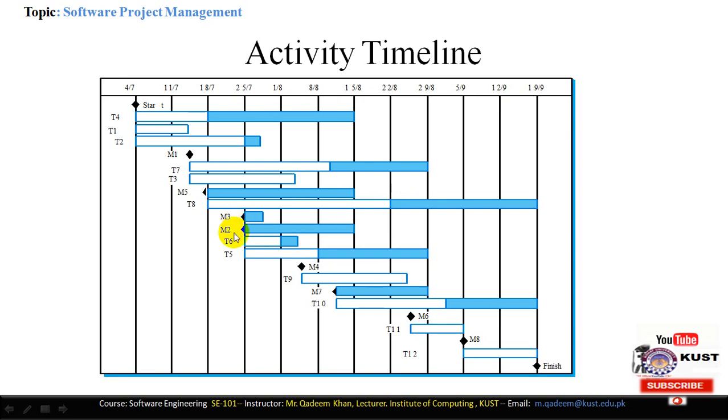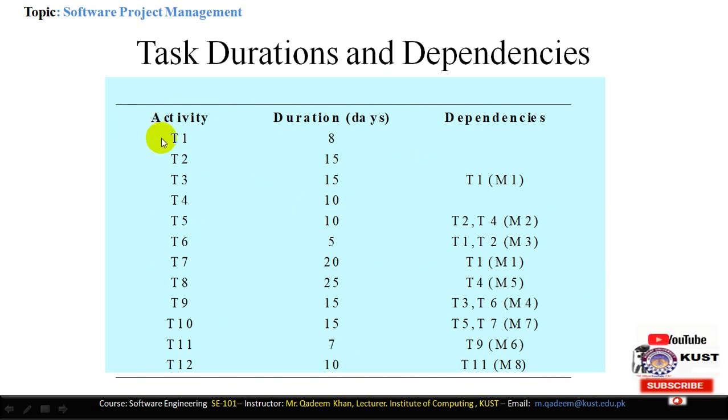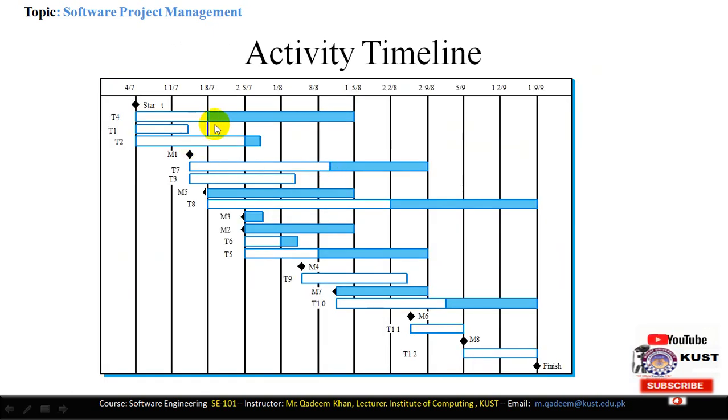Okay, this is M3, M2, and T6, T5. So all these tasks are performed here. So let us check this activity timeline with our table. This is the table. T1, T2 are independent activities, but T4 is also independent. So that's why T1, T2, and T4 can be started in parallel. But T3 depends on T1 and it requires 15 days to complete. So T3 starts immediately after T1.